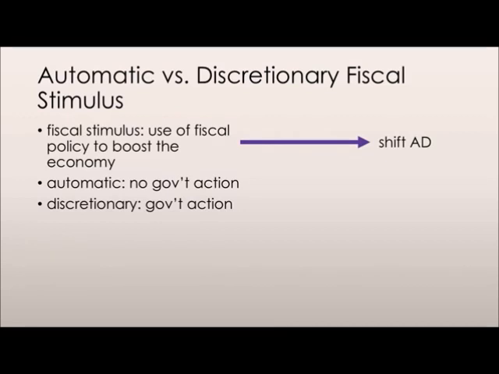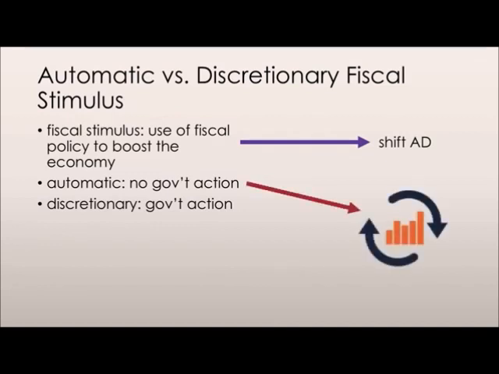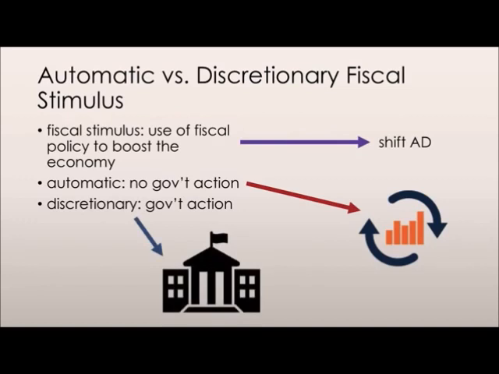There are two types of fiscal policy: automatic and discretionary. Automatic fiscal policy involves no government action. There are already measures in place which stabilize the economy's fluctuations. We'll get into more detail on that in the next slide. Discretionary fiscal policy is the use of government policy to change aggregate demand. Again, I will get into more detail on that in a minute.